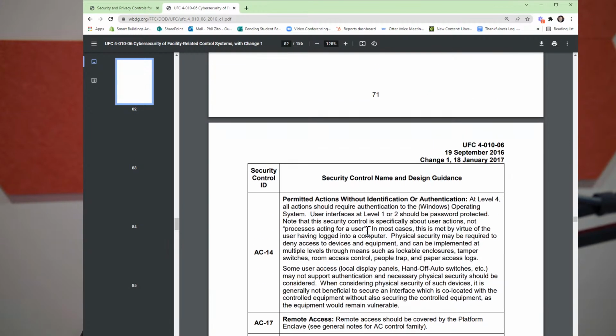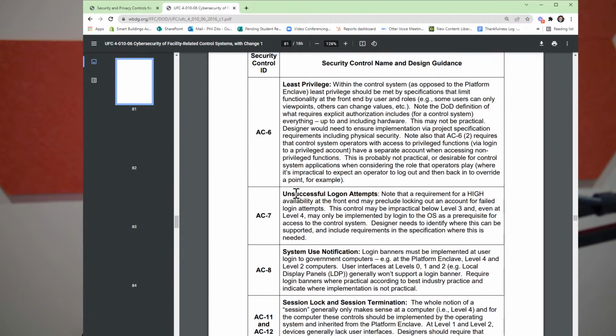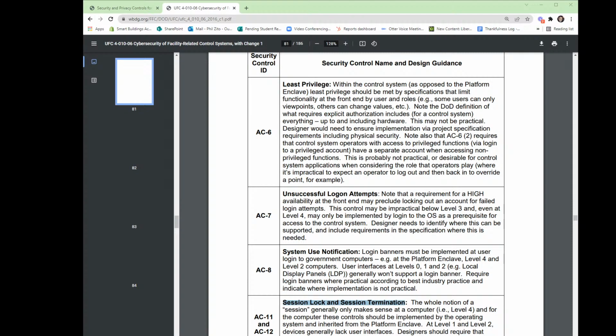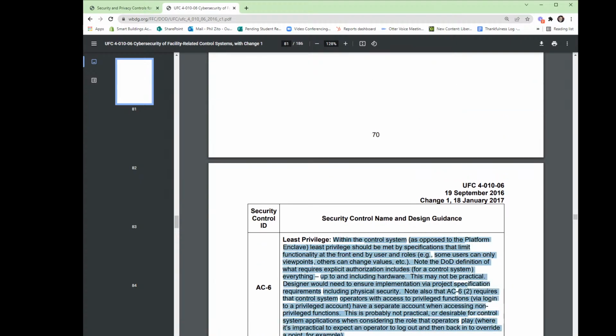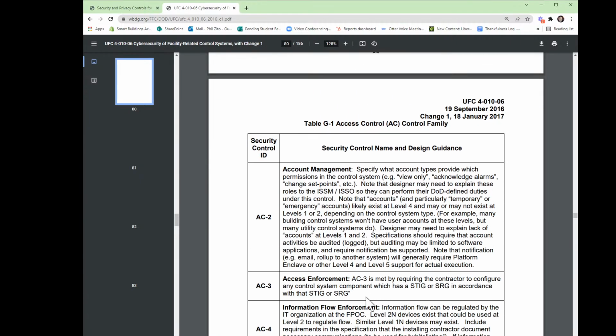But here, right, we can see our access control. We can see permitted actions. I talked about that a little bit earlier. Unsuccessful login attempts, system use notification, session locks. These are all things that can be implemented as part of your building automation system design. You can do session timeouts. You can do session locks. You can do system use notifications. You can do unsuccessful login attempts. You could do least privilege as long as you set up the appropriate roles. There's all sorts of things that you can do in your control system to meet these.